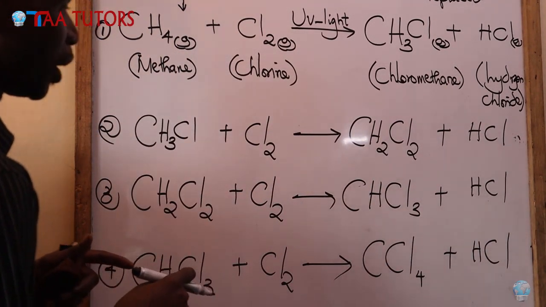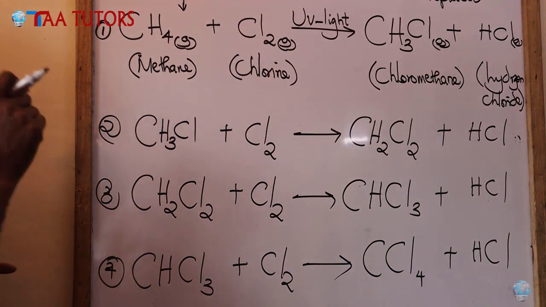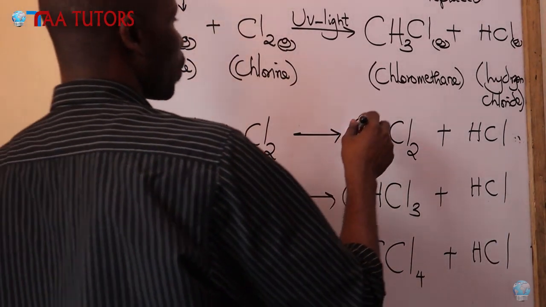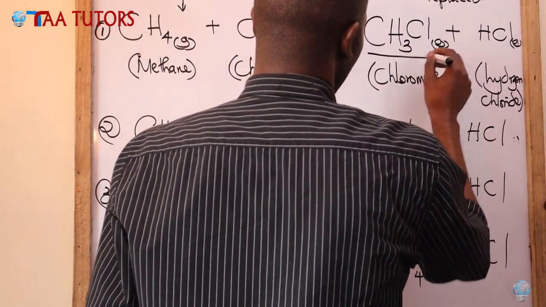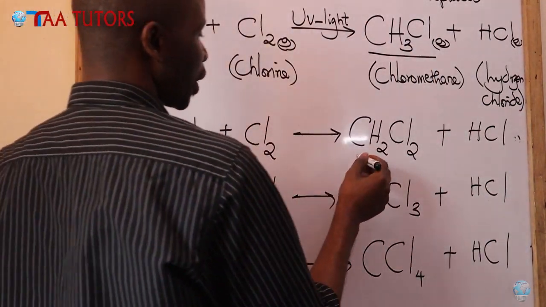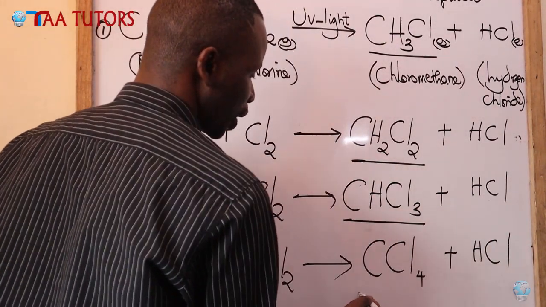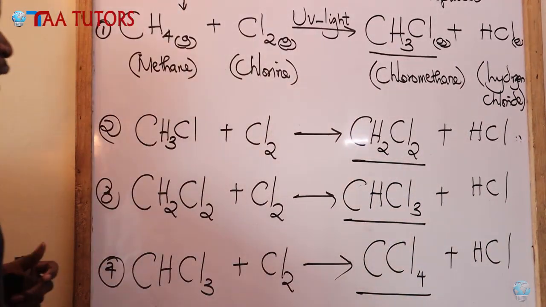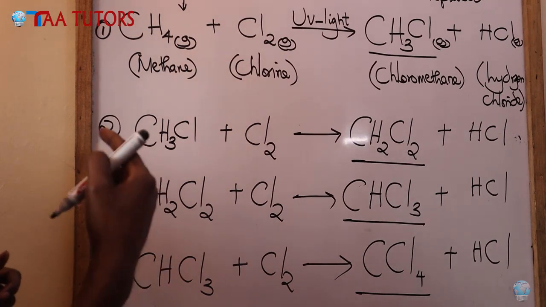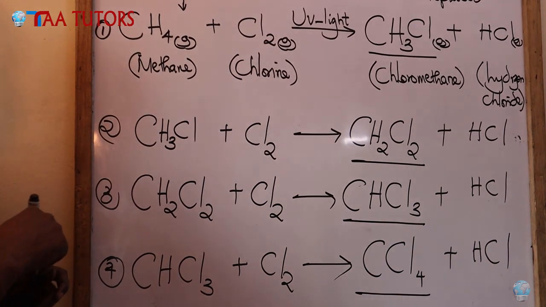Until the end of the day, you are going to find these particular compounds. This one was chloromethane. This is dichloromethane. This is trichloromethane. This is tetrachloromethane. They are formed in each stage of this particular reaction.